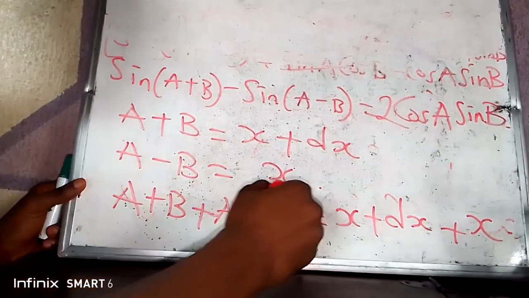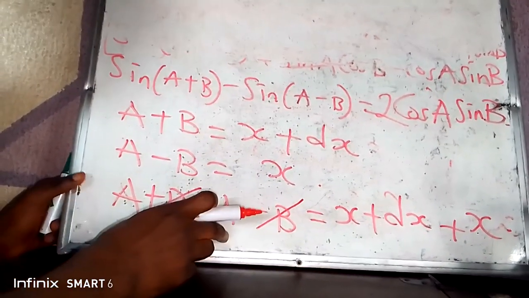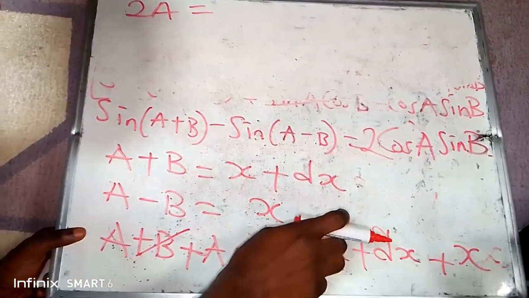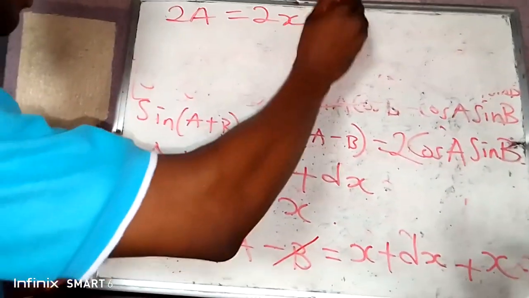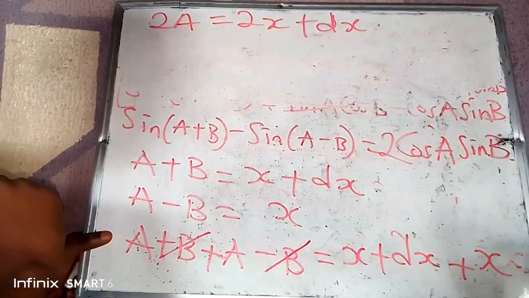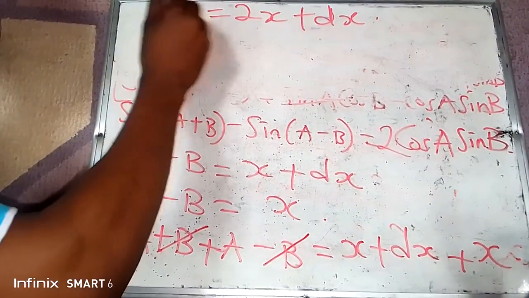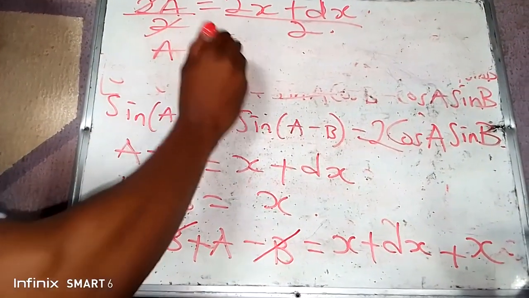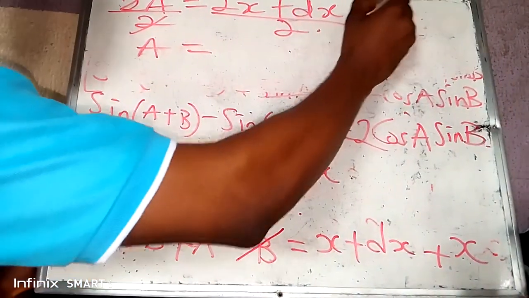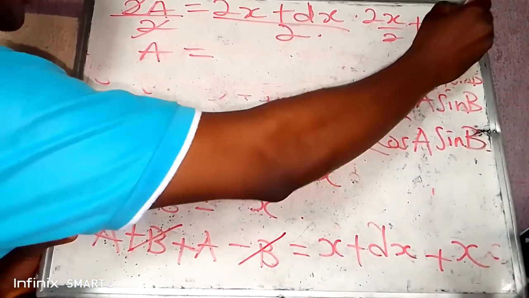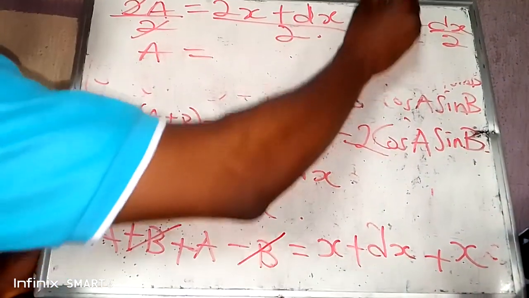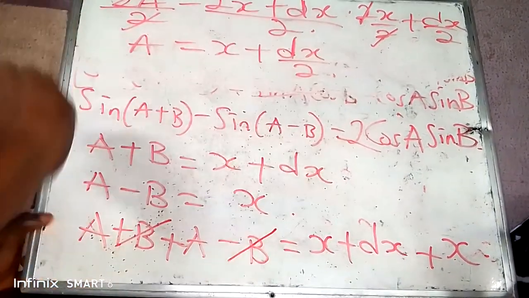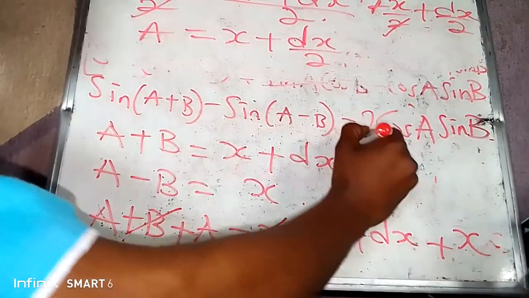When I add the two together, minus b cancels plus b. A plus a, that is 2a, equals 2x plus dx. But I'm looking for a, so all over 2, all over 2. My a equals, if I distribute the 2 under 2x plus dx, then the 2 cancels 2. So I'm going to have x plus dx all over 2. That is my a.